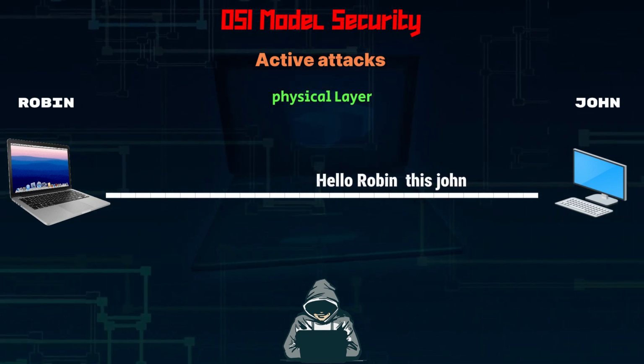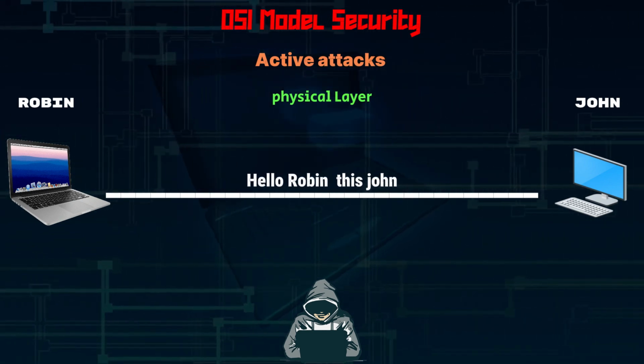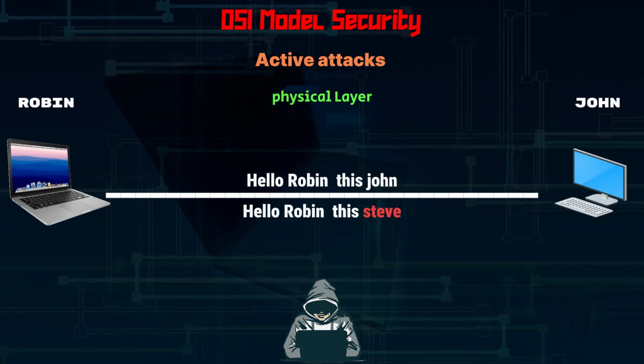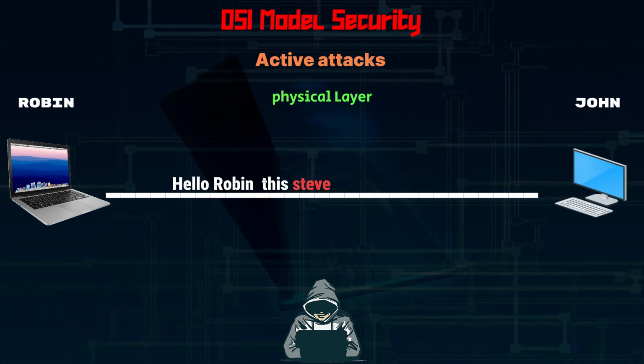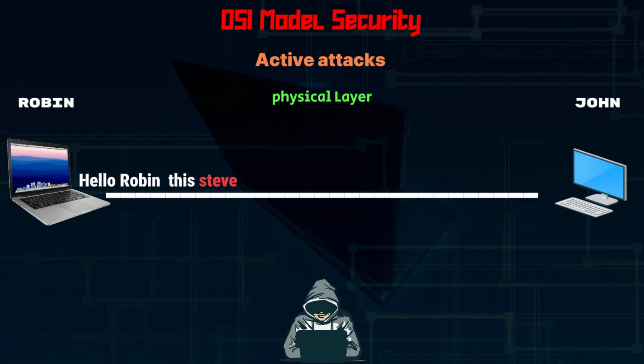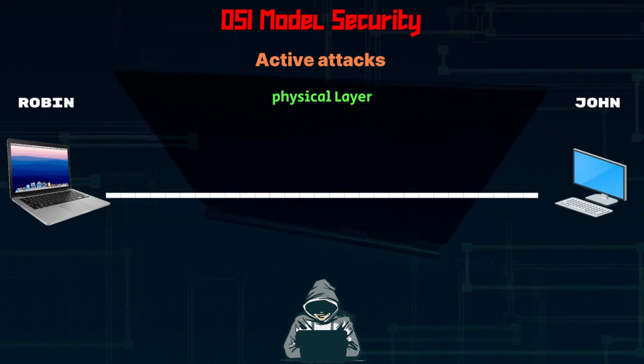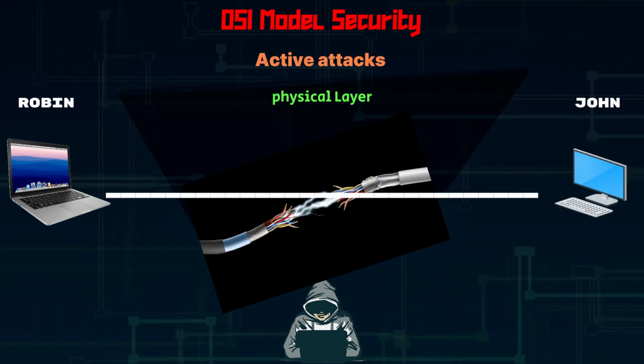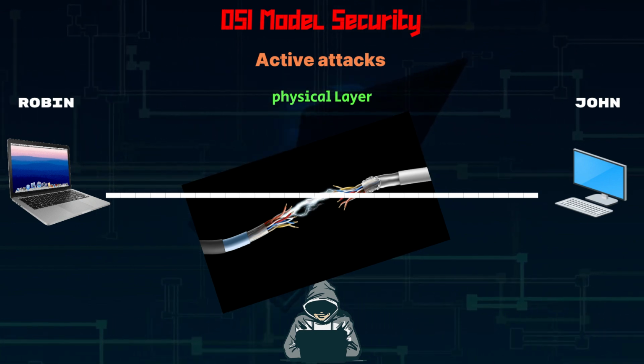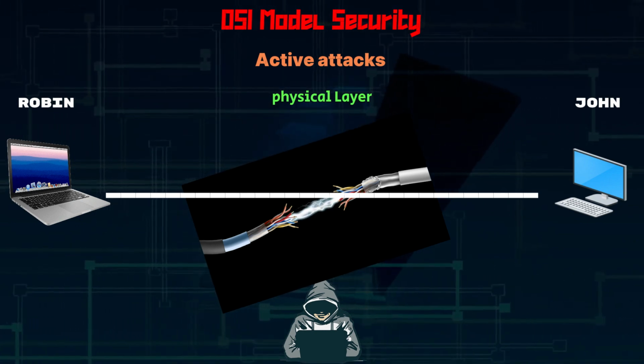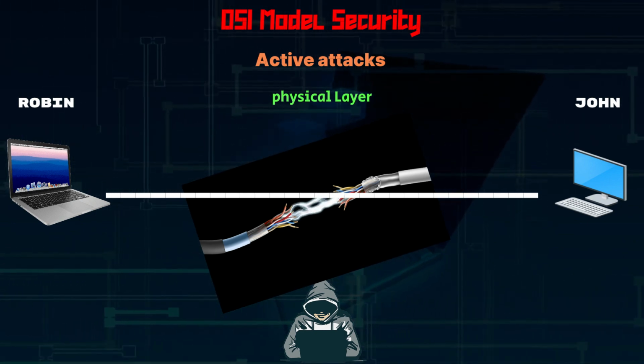Active attacks involve some modification of the data stream or the creation of a false stream. They are more detectable compared to passive attacks but can cause more significant damage. Physical layer: tampering with physical components, like cutting cables or disrupting signal transmissions.